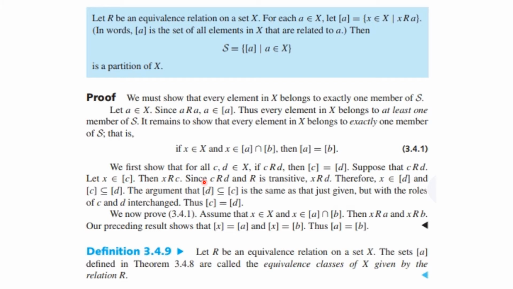Well, we first showed that for all c and d in X, if they're related, then the equivalence classes are the same. Now suppose that c is related to d and x is an element of [c], then x is related to c. Hence, by the relation being transitive, x is related to d. Therefore, x is an element of [d] and [c] is contained in [d]. The argument the other way is the same, so we conclude that the two equivalence classes are equal.